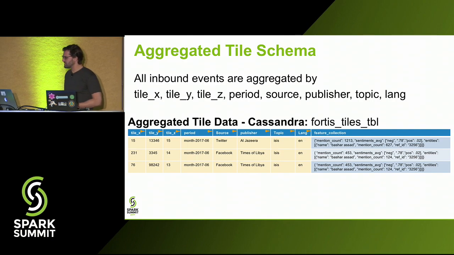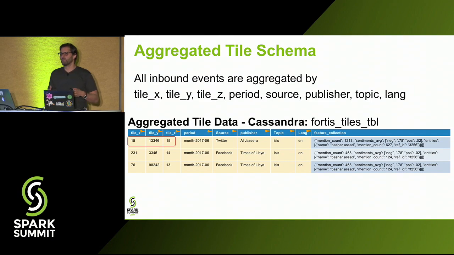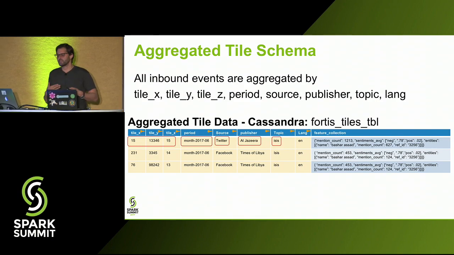So just to provide context into what the final result ends up looking like in Cassandra. All the data that we're aggregating up is indexed by the tile X, Y, and Z, as well as a timing period. The data source, whether it's Twitter or Facebook, and the publisher. So for Facebook, if we're monitoring, say, Al Jazeera's site or Reuters site, we'd also be able to index it based on that, just so we can aggregate and slice and dice the data based on those various different levels. And then we index it also by topic.